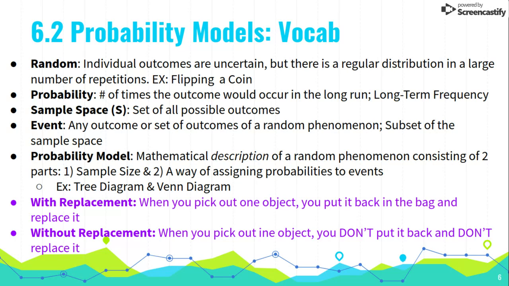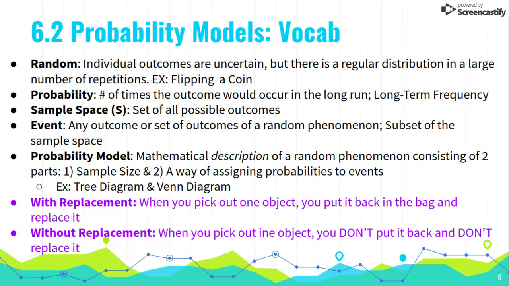Then the sample space is the set of all possible outcomes. An event is any outcome or set of outcomes of a random phenomenon. It's a subset of the sample space. The probability model is a mathematical description, which is very important, of a random phenomenon consisting of 2 parts. First is a sample space, and second is a way of assigning probabilities to events. Examples of assigning probabilities to events are a tree diagram and a Venn diagram.